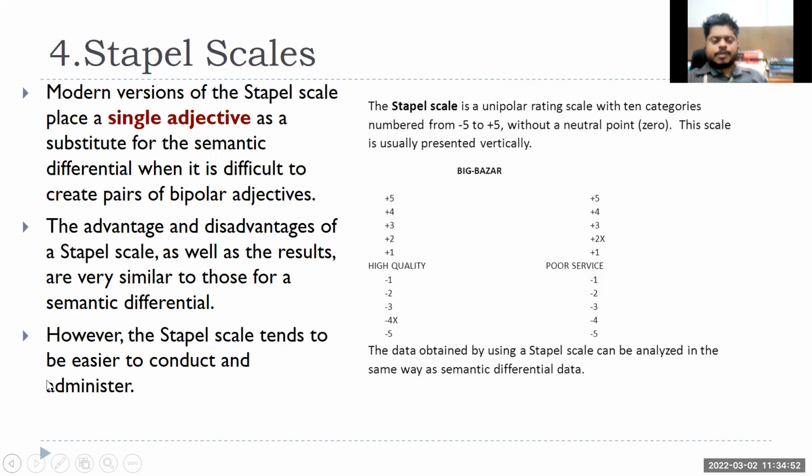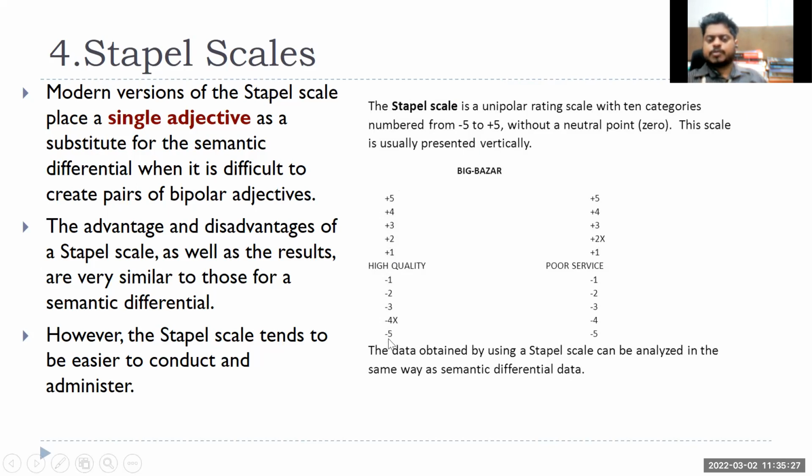Stapel scale. If you see the difference between the Stapel scale and your bipolar or semantic differential, there you are using two adjectives. In the Stapel scale, you will have only one adjective, right? How do you rate your phone? High quality, with +1, +2, +3, +4, +5, then -1, -2, down to -5. If I ask you about your experience with your phone or any product you are using, rather than putting two opposite adjectives, I can just put one adjective. Now I try to find out your experience.